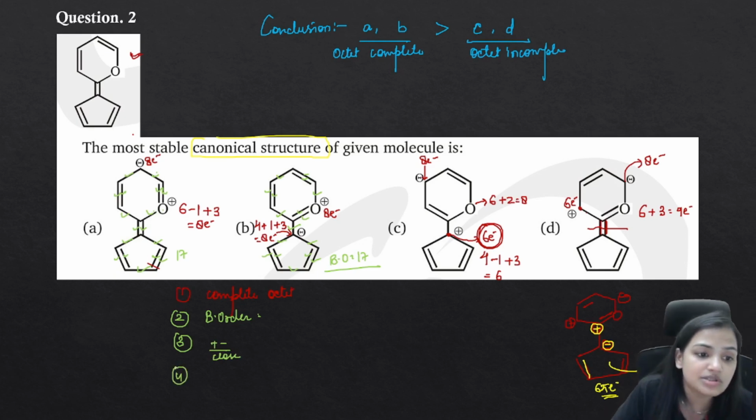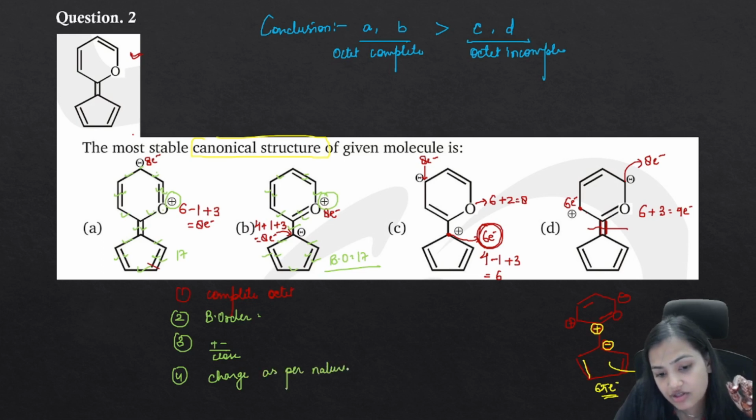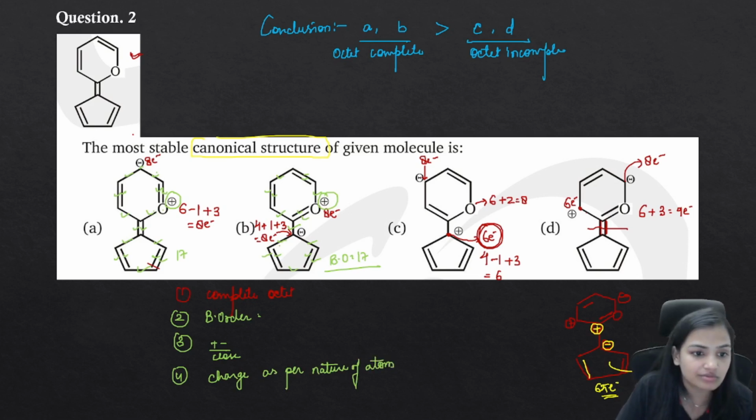The charges must be as per the nature of the atom. So are the charges as per the nature of the atom? Over the oxygen we do have a positive charge, and here also we do have a positive charge. This is a carbon with a negative charge. This is again a carbon with a negative charge. No conclusion drawn. Both are having the oxygen with a positive charge.